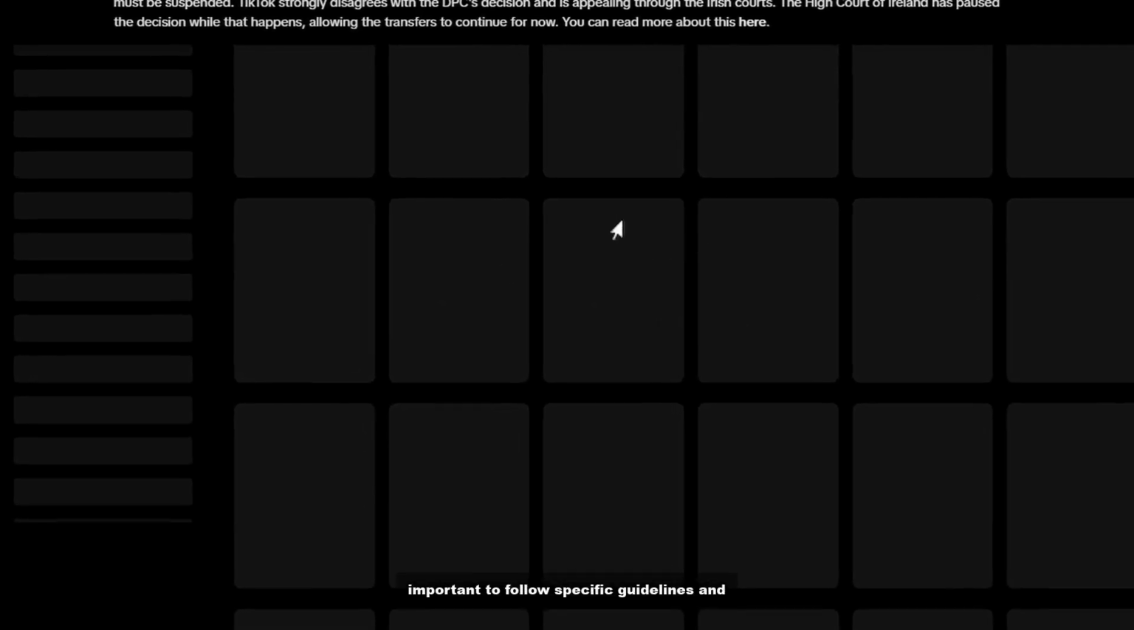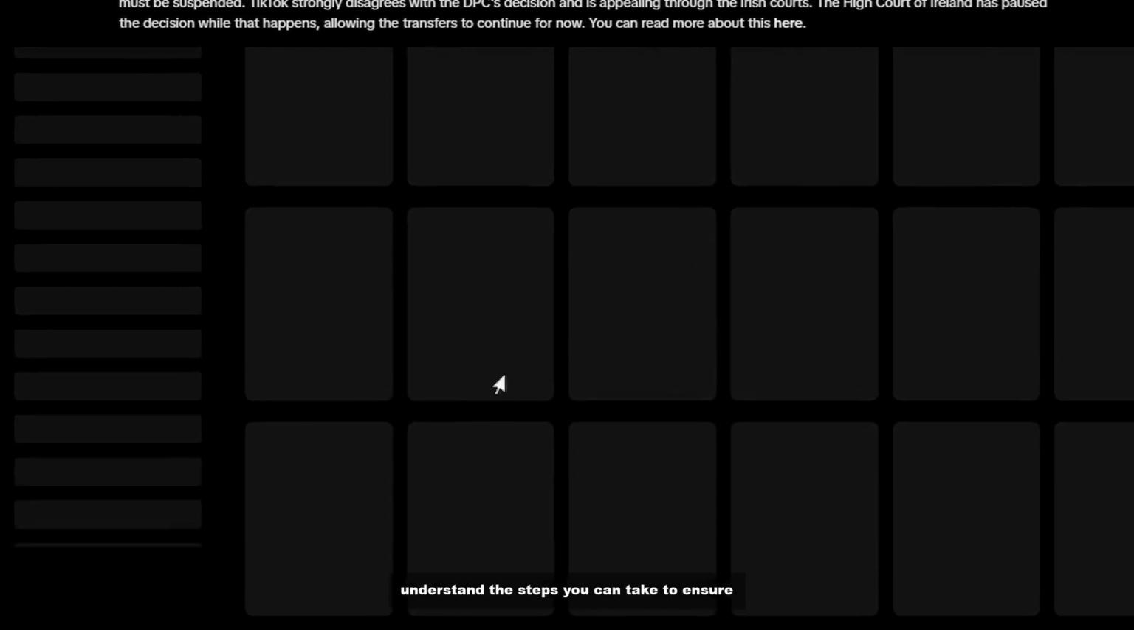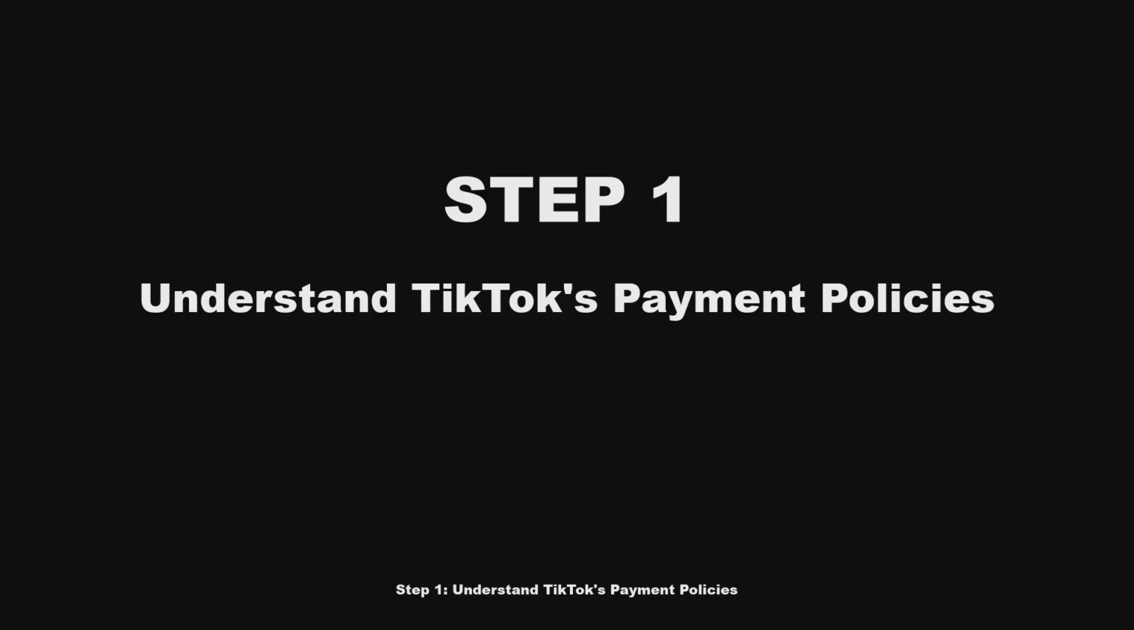To avoid payment blocks on TikTok, it's important to follow specific guidelines and best practices. This guide will help you understand the steps you can take to ensure smooth transactions on the platform. Step 1. Understand TikTok's payment policies.